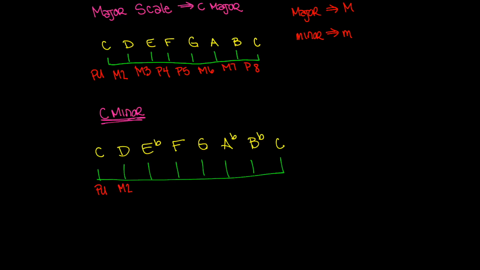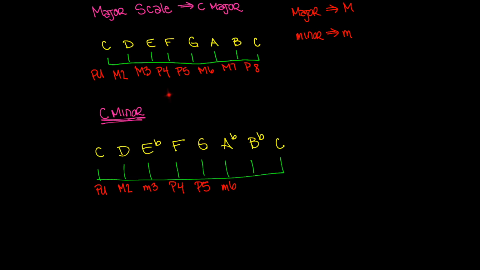From C to E flat would be a minor third. From C to F would be a perfect fourth. From C to G would be a perfect fifth. From C to A flat would be a minor sixth.